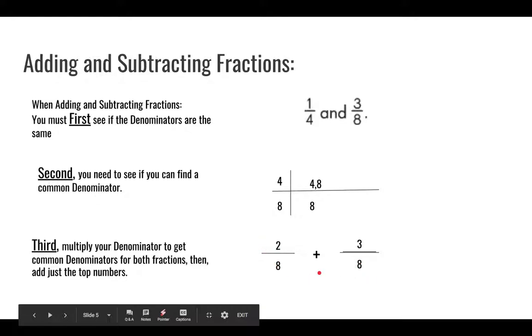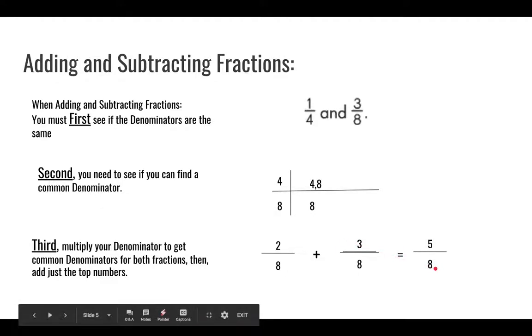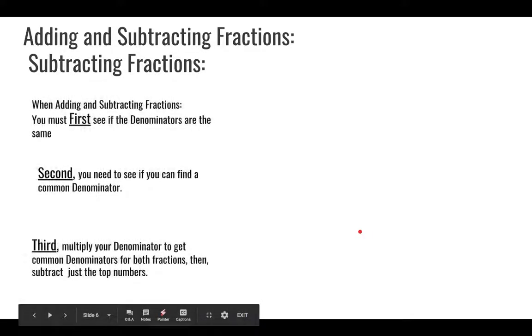When adding fractions, we only add the top numbers. You never add the bottom. You only add the top. That's going to get us a fraction of 5/8. Again, the biggest thing you need to always look for is to see if your bottom numbers are the same. If your bottom numbers aren't the same, then you need to find a common denominator or a multiple that works for both numbers. And when we subtract fractions, all the rules are pretty much the same.